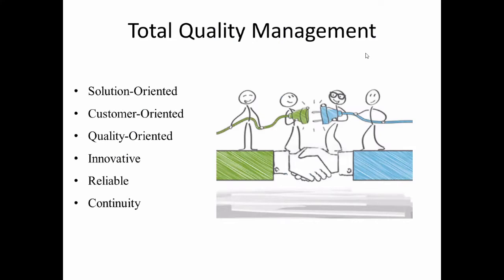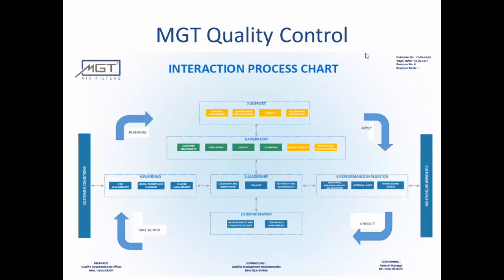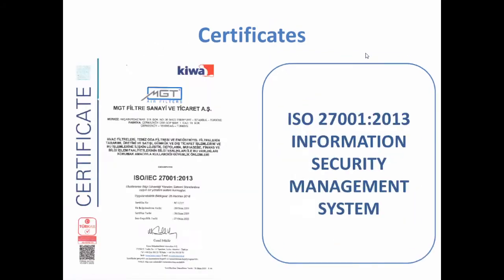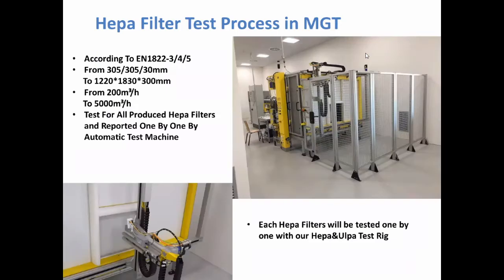So in the next step, you will see the quality control. I think you will check this by yourselves together, because to explain this would take much time. In the next step, this is the test machine which we tried to explain from the beginning, according to EN 1822. With this test rig machine, like Mrs. Gamza explained before, it is automatic. It makes a scan and tests by itself.